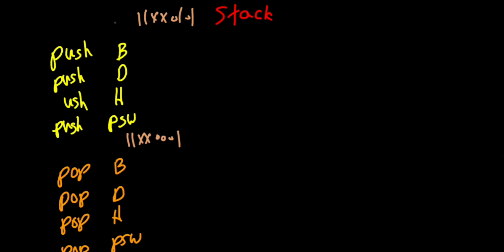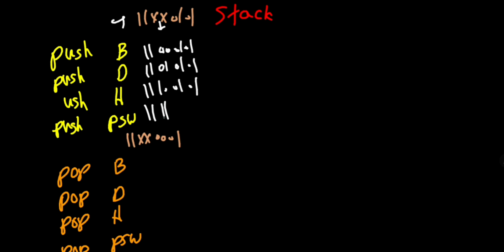Also, this is the opcode. The opcode for push B would be 0, 0, 0, 1, 1, 0, 1, 1, where the XX is the varying part for all of them, and then the rest would be the same, making this C5, this one D5, E5, and F5 as the opcodes for all of our push instructions.